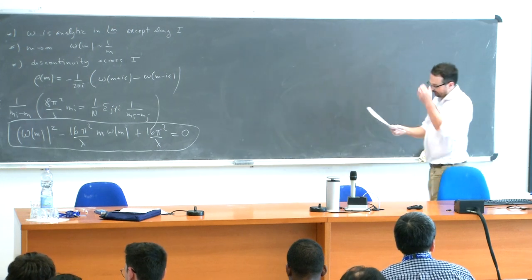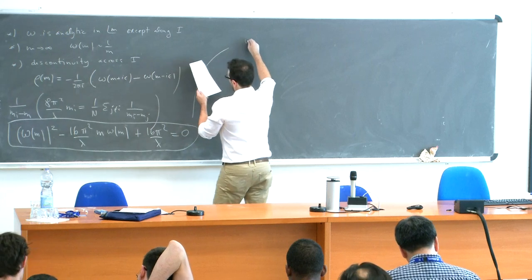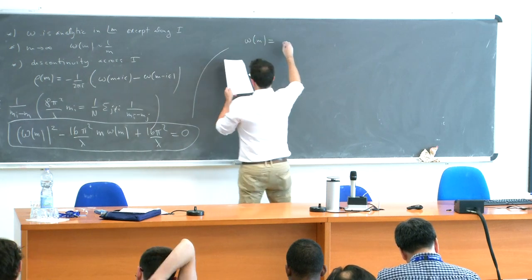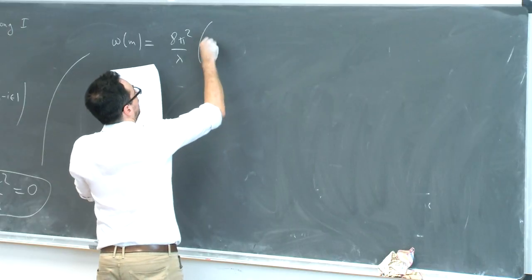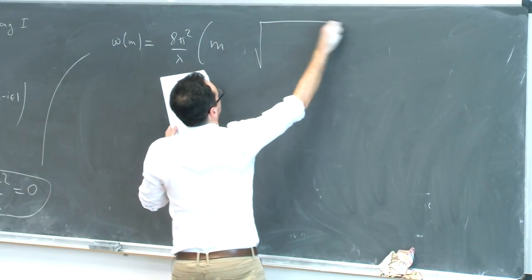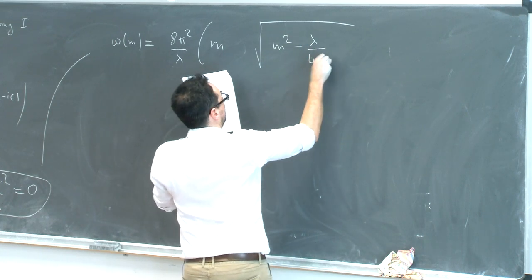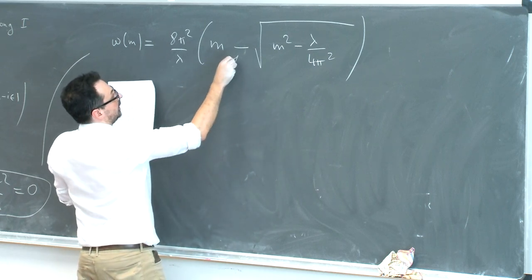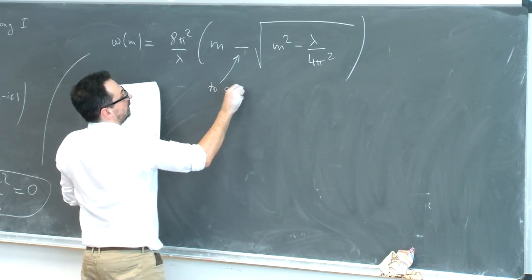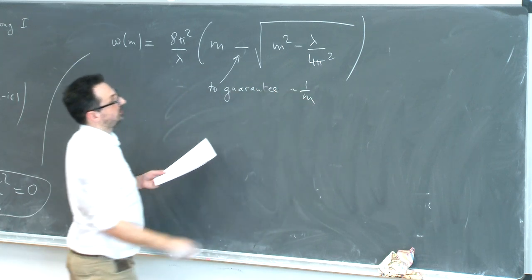Good, so now this is a quadratic equation. I can solve it. Omega of m is 8 pi squared over lambda m. Now, again, I could have two different signs, but I have to pick the minus sign to guarantee that this goes like 1 over m at infinity.